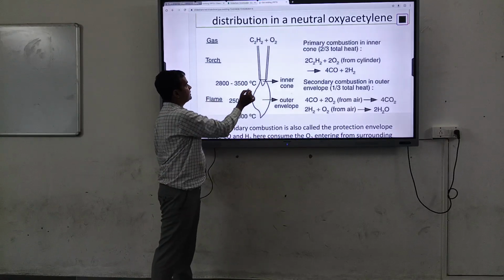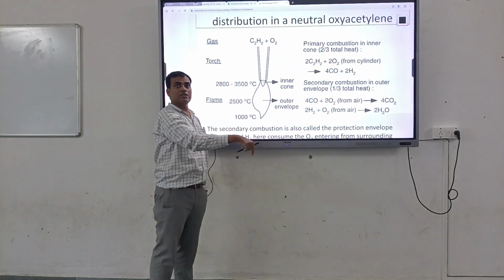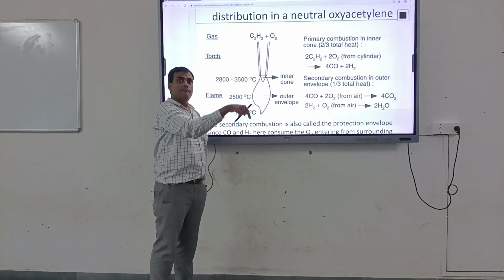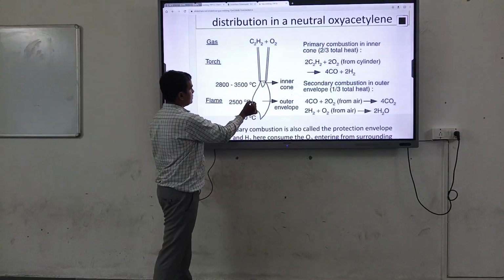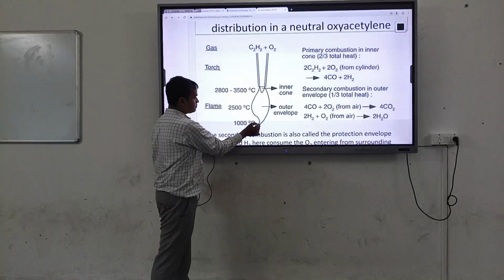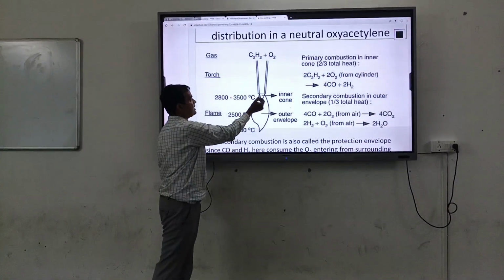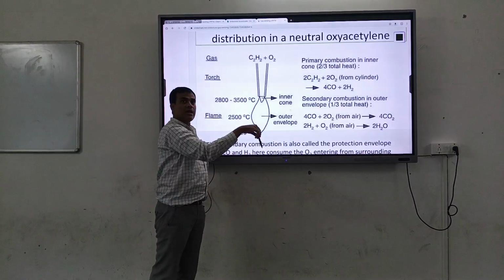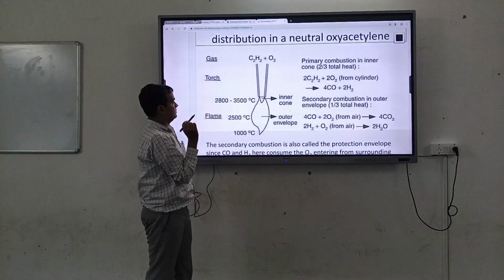The maximum temperature in this area reaches near the point where I am going to melt for welding purposes. Here the outside temperature is around 2500 degrees C and in this area the temperature is 1000 degrees C. So the highest temperature is here, and that point is projected near the metal where I will make the joint.